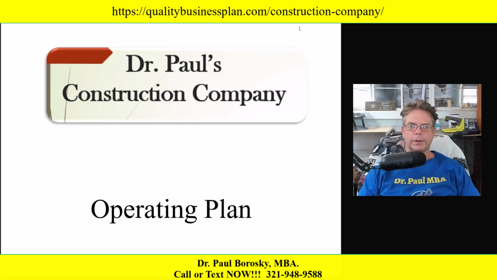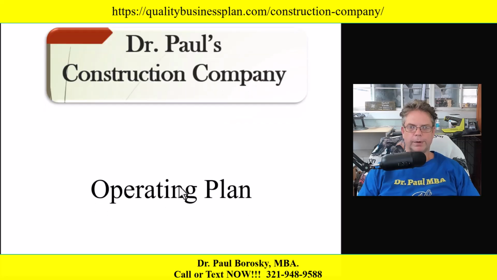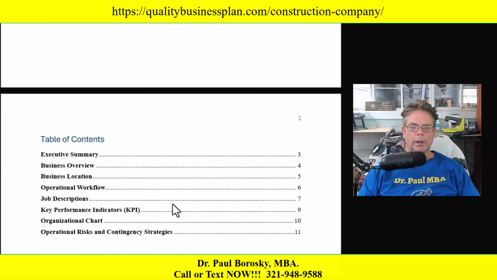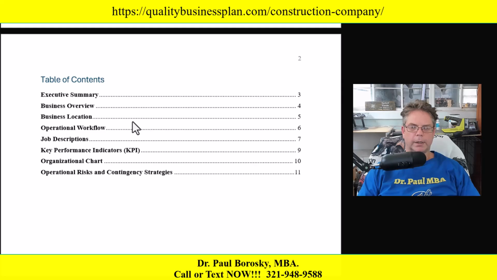It's going to lead off with a title page. On the title page, I'll have the company's name, and it doesn't need to look snazzy. It just needs to be there. This is for internal use only. So it'll just say the title of the company right here, and then it'll say operating plan underneath. Under that, it's going to be the table of contents. It's going to help you find the location you want to go to.